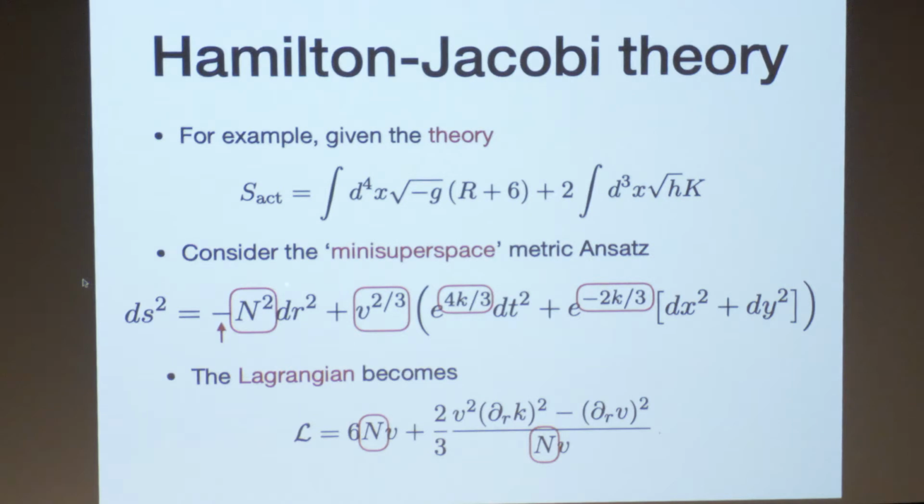Okay. So we're going to make an ansatz. In the context of Wheeler-DeWitt, this is called a mini-superspace. It means we're restricting to some subset of possible metrics. But it's the most general ansatz that has a rotational symmetry in the x and y directions and a time translational symmetry in time. So the boundary coordinates are t, x, and y, and r is some radial coordinate.